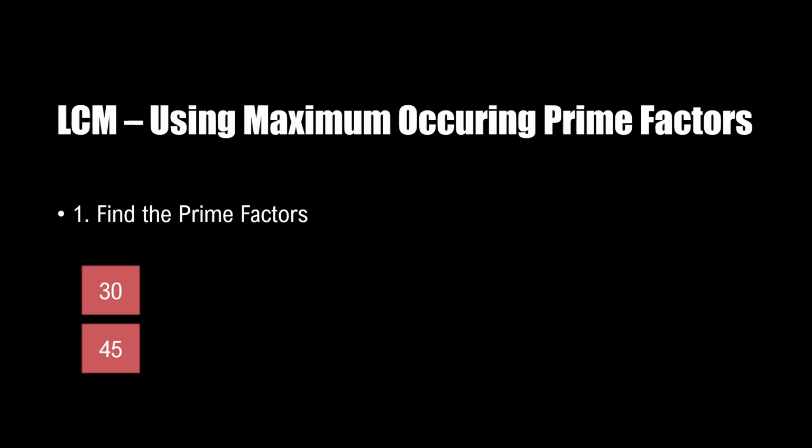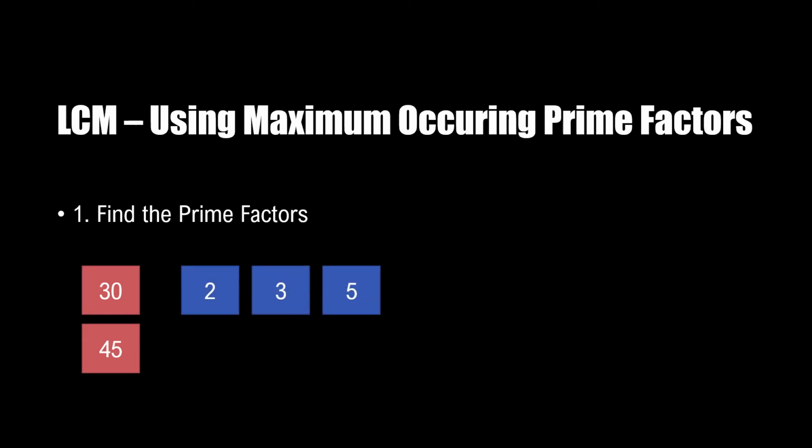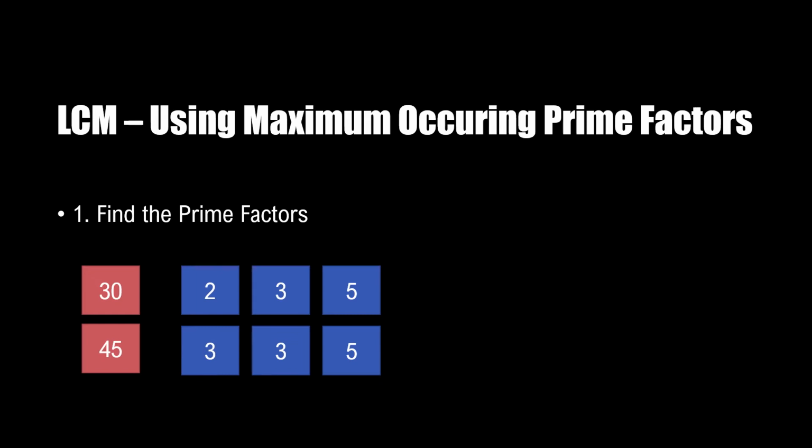Next, we will quickly take a look at using the maximum occurring prime factors method. How do we do this? Again, we start by finding the prime factors of the numbers. The prime factors of 30 are 2, 3, 5 and of 45 are 3, 3, 5. What is the next step? We start by finding how many times the prime factors occur under each number. First, we check 2. It appears only once under 30. So, we write down 2 once.